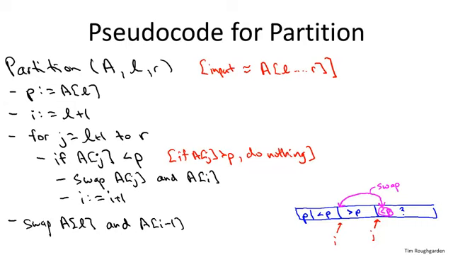gives you a clear picture of how you rearrange the array using in-place swaps to get the desired property, that all the stuff before the pivot comes first, all the stuff after the pivot comes last.